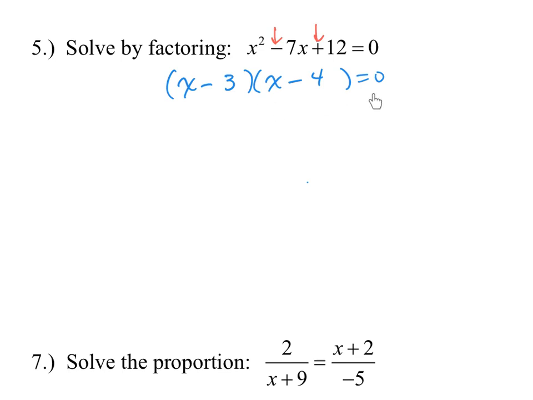And then once we have this factored, now we'll use the zero product property and say the only way I can multiply x minus 3 times x minus 4 and get 0 is if either x minus 3 is equal to 0 or x minus 4 is equal to 0. So our two solutions are going to be x equals 3 and x equals 4.